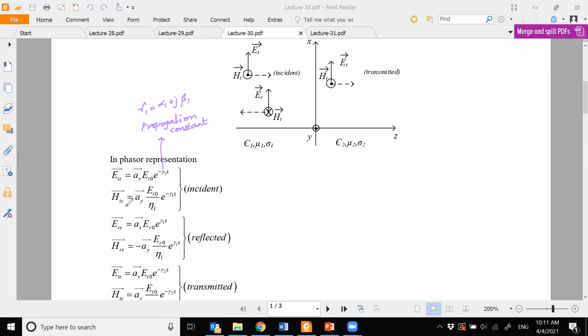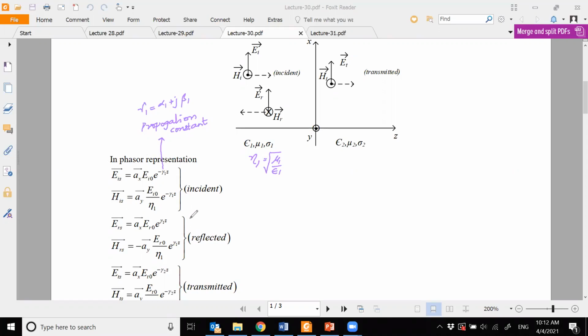And now what will be my correspondingly associated magnetic field? It is now AY, and the amplitudes are related by the characteristic impedance. So instead of writing HI0, I'm writing in terms of the amplitude of the electric field, so it is EI0 over eta 1. And what is my eta 1? My eta 1 is the characteristic impedance of my medium 1, which I can easily find as root of mu 1 over epsilon 1. E to the power of minus gamma 1Z as it is. So this is my incident electric and magnetic field.